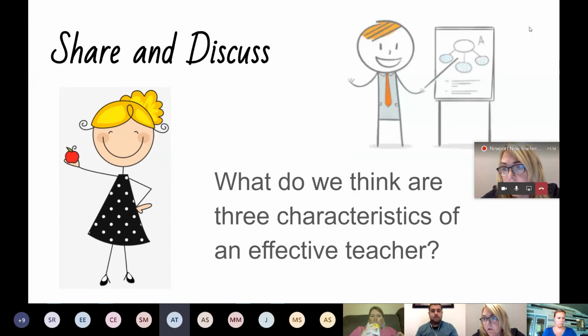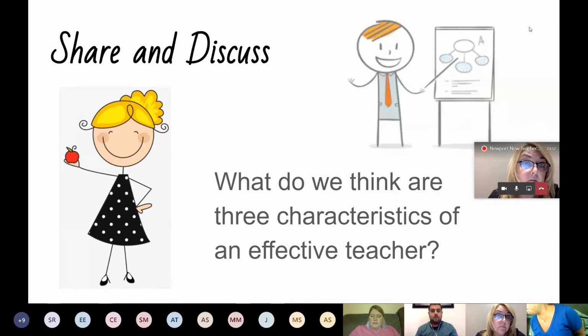So I want you guys to think of 3 characteristics of an effective teacher. What are 3 characteristics of an effective teacher? You can write this on your note-taking sheet or whatever you have in front of you. That note-taking sheet was just an extra organizer tool to help frame your thinking and also gather some important information from our session today. So 3 characteristics of an effective teacher. If you want to brainstorm that, I'll give you about 30 seconds.